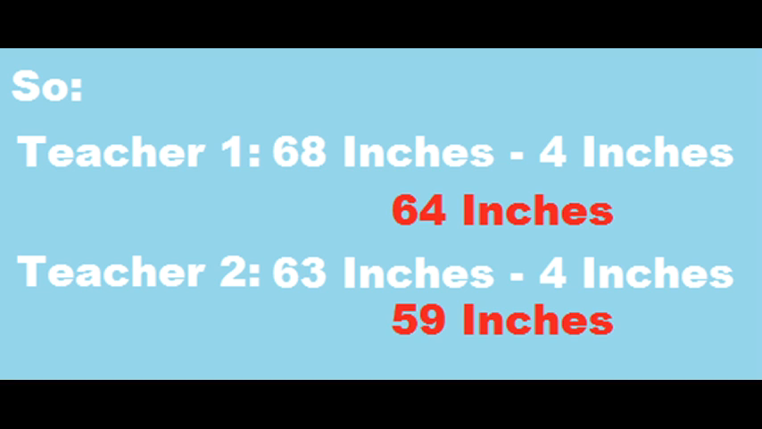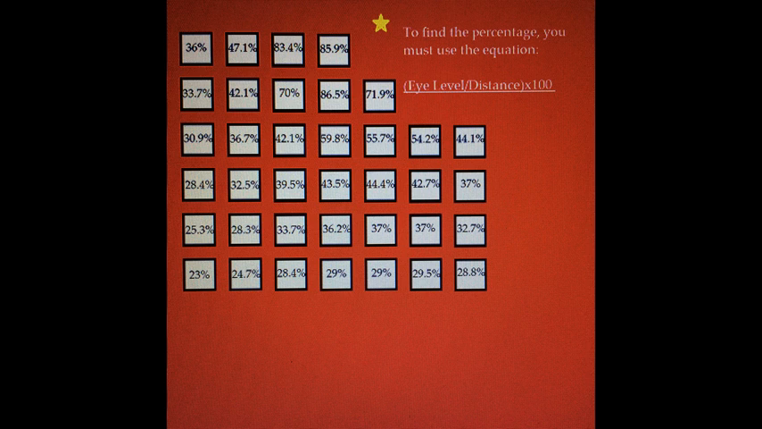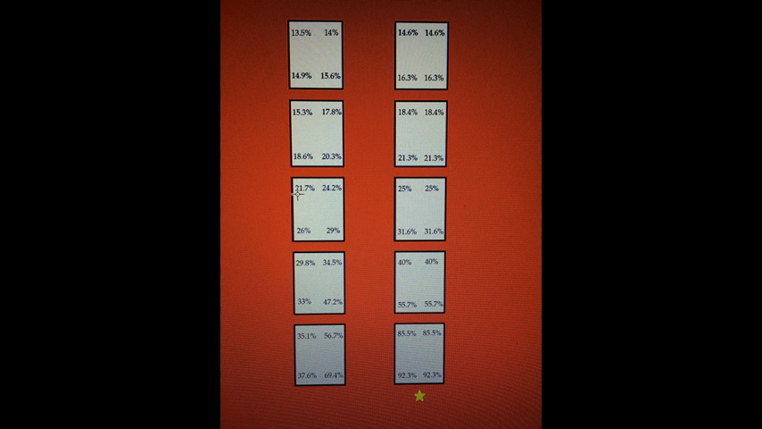Now that we have both the teacher's height and the distances between point A and point B, we have to find the percentage. To find the percentage, we have to divide the eye level by the distance and multiply by 100. This will give us the percentage rate of whether or not being closer to the teacher will increase your chances of being picked versus somebody that's farther from the teacher.